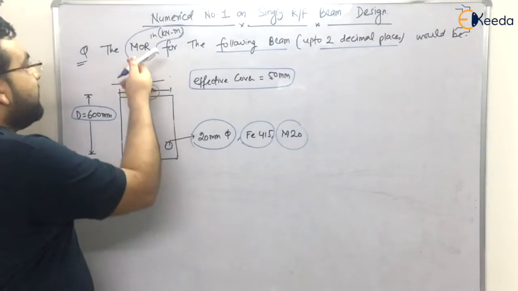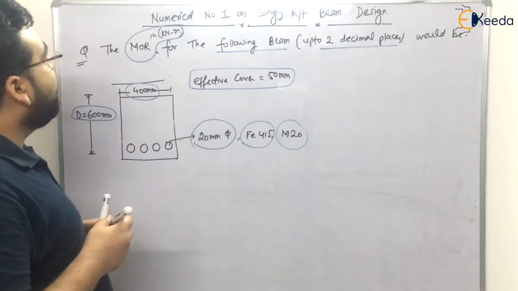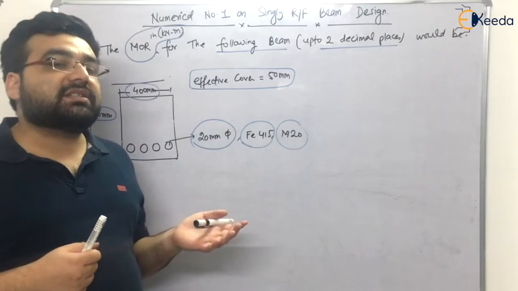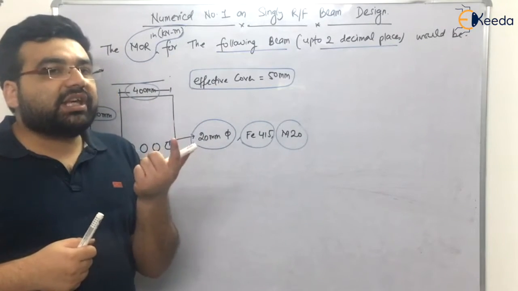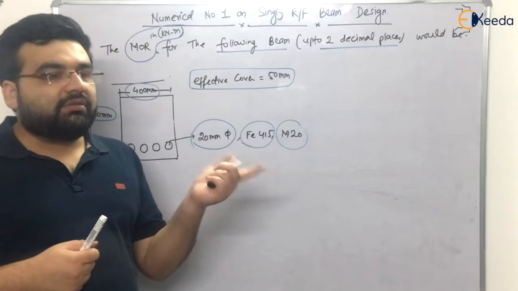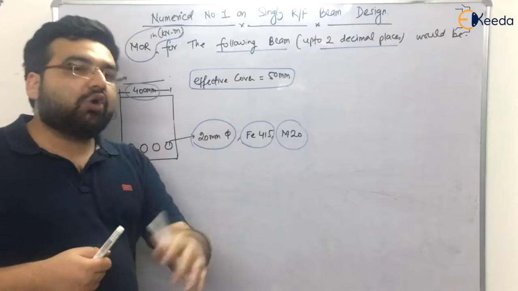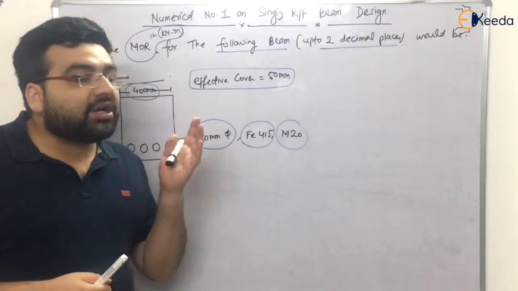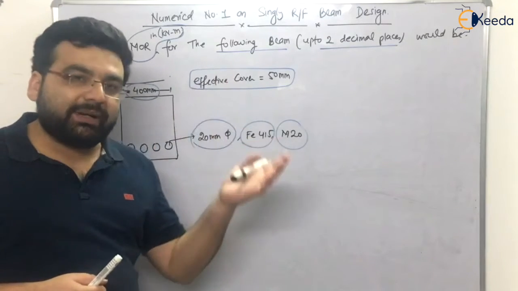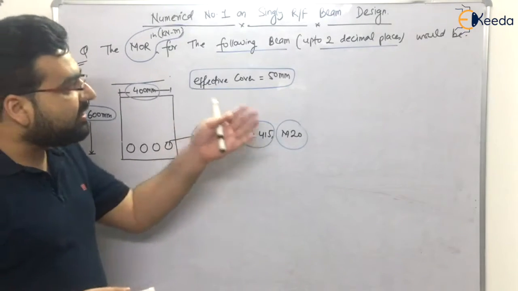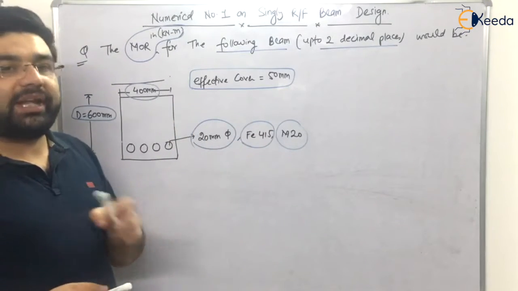Now we have to determine the moment of resistance. So the question is, sir, obviously I can determine the moment of resistance, but first of all, I have to see whether the section is balanced, under reinforced, or over reinforced. How can you determine it? You can determine it only when you know the value of XU limiting as well as the neutral axis, right? So first of all, let us determine the value of XU limiting.